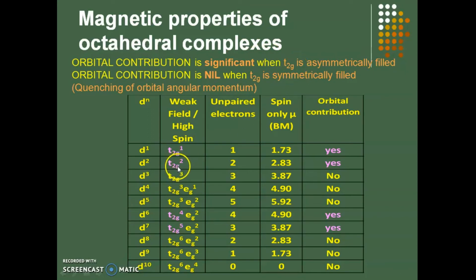When t2g2 is there, then two orbitals are singly filled and the third orbital is unoccupied or vacant. So again interconversion is possible.